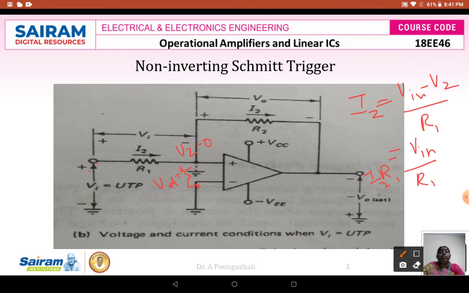So here I2 into R1 is nothing but a positive voltage. So positive voltage means my output is positive. Output is positive means the voltage at that point is going to be called your UTP point. That is your upper threshold point there.